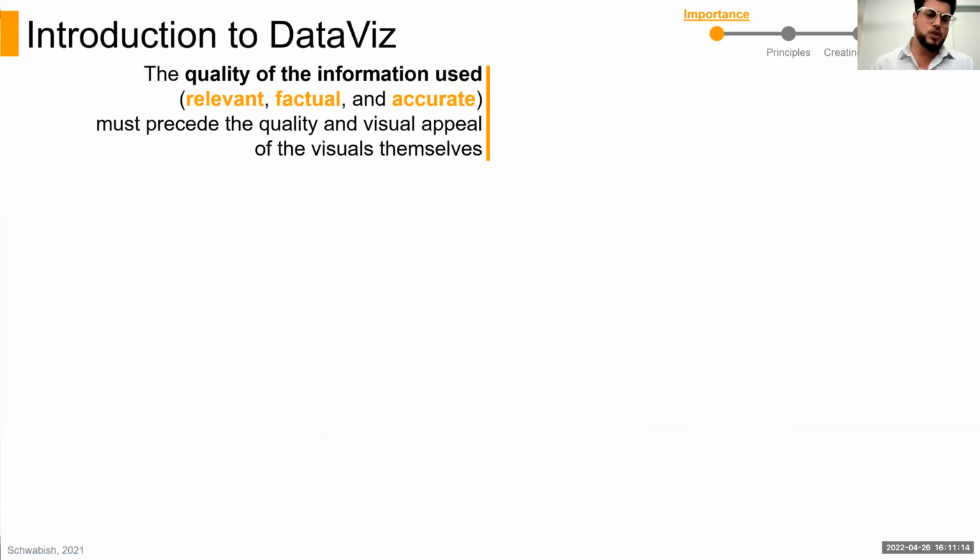The quality of information used, that it needs to be, of course, relevant, factual, and accurate, must precede the quality and visual appeal of the visuals themselves. That is a really, really important take-home message that I want you to have. Laszlo Moholy-Nagy, Hungarian painter, photographer, and professor in the Bauhaus School, once said, "Designing is not a profession, but an attitude." We're all designers since we have an impulse for organizing matter and ideas into objects and patterns.